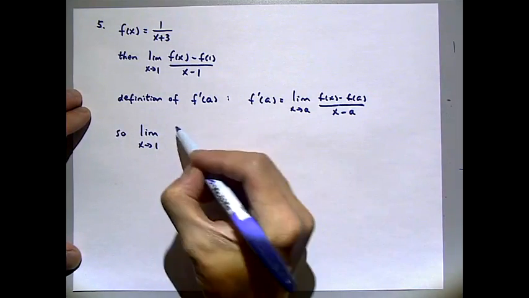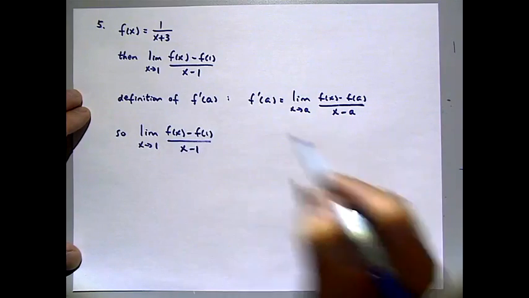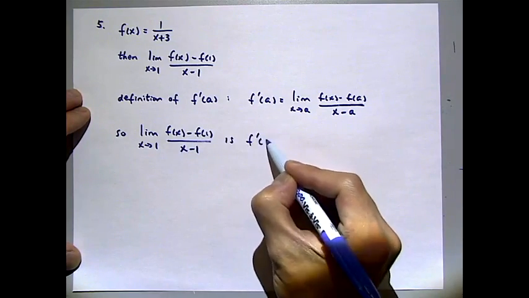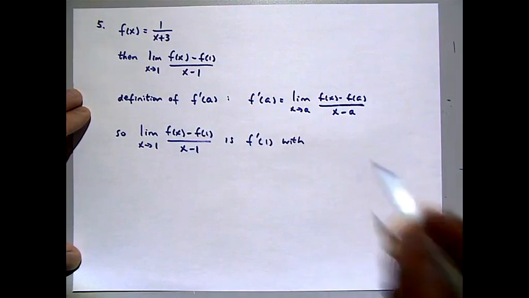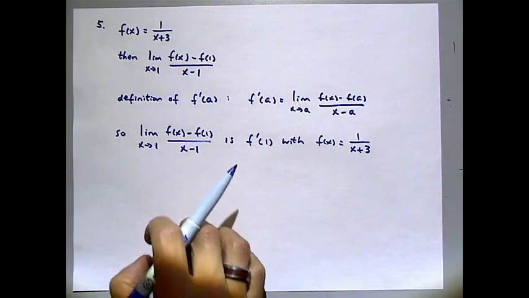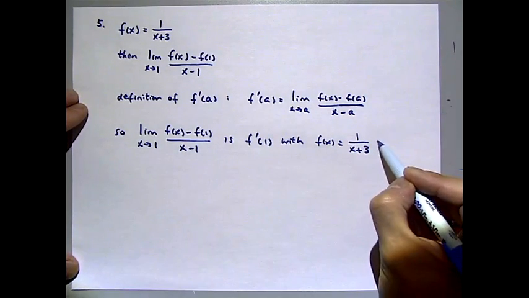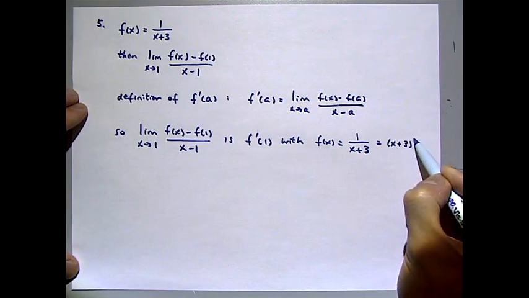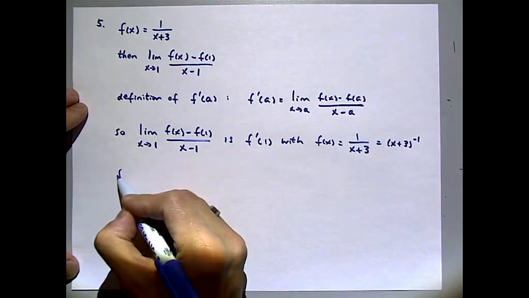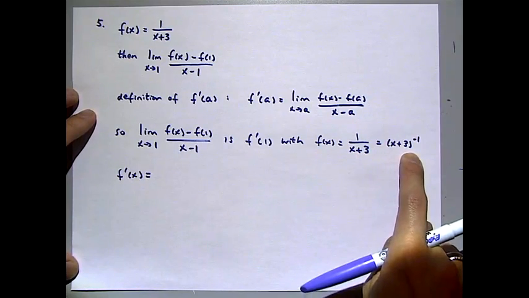So limit as x approaches 1 of f of x minus f of 1 over x minus 1 is f prime of 1, with f of x equal to 1 over x plus 3. So you take the derivative, plugging x is equal to 1, and see what you get. You can use quotient rule here or use the chain rule here. Either way is fine.